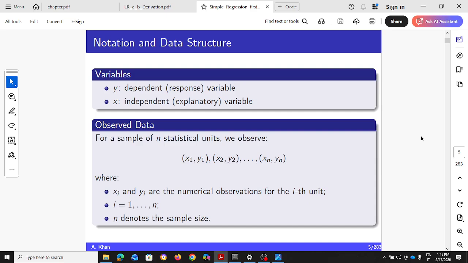So for example, for a sample of n statistical units, we observe points (x1, y1), (x2, y2). As I try to draw something here, let me see.